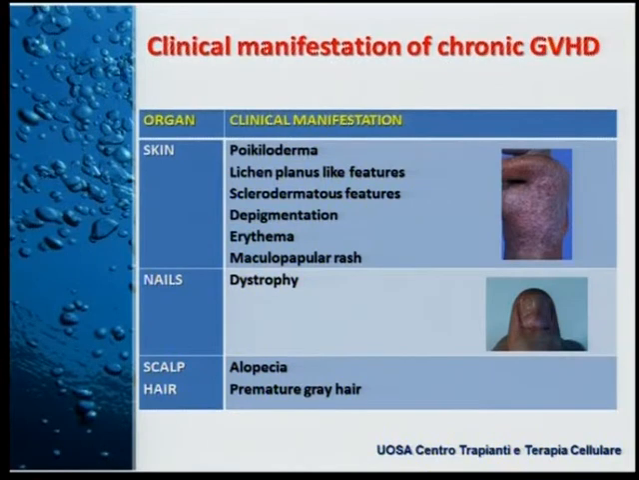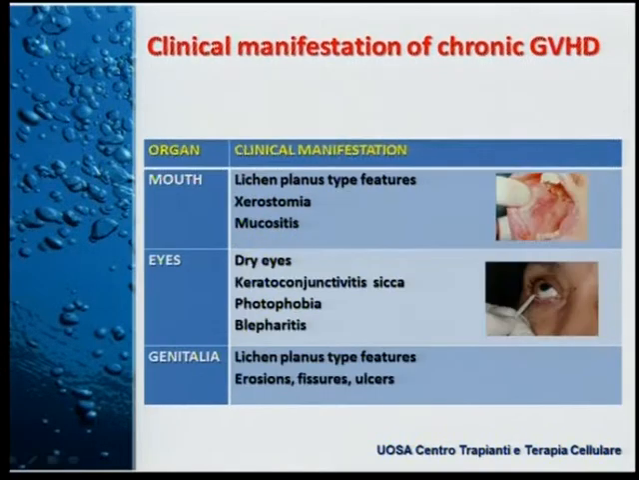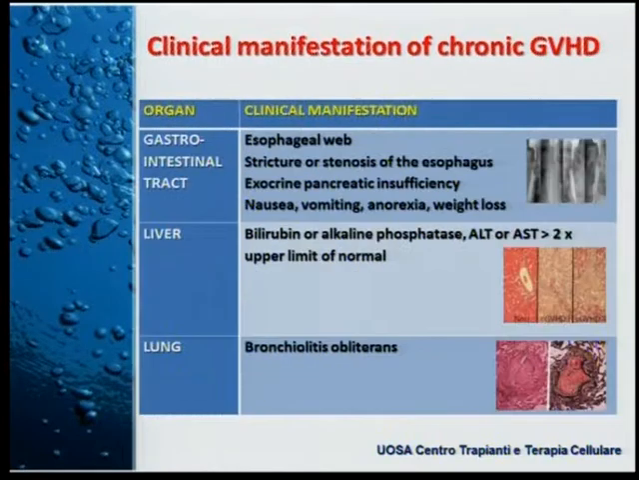The signs and symptoms of clinical chronic GVHD can involve many organs, but the most frequently involved are the skin, with a clinical manifestation ranging from erythema to lichen or sclerodermatous features; the eyes, with manifestations ranging from dry eyes to conjunctivitis, with the possibility of developing corneal erosions; the liver, with an increase of indices of cholestasis and cytolysis; and finally the lung, with bronchiolitis obliterans.